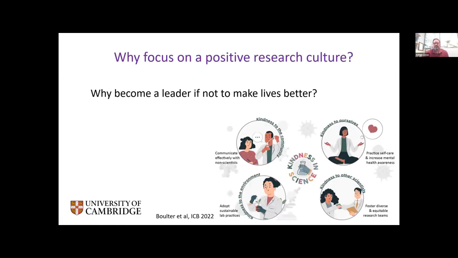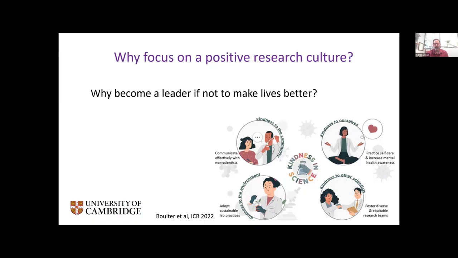Now, often when I give a talk on positive research culture, I have to really justify why we should be focusing on research culture. And to me, this is quite an odd question. I really think that if you don't want to make the lives of your team members better, then you shouldn't be becoming a leader, just from an ethical point of view. So I think that argument is actually the most important. If you're going to have a position of responsibility, then part of your responsibility is to make your team members' lives better.